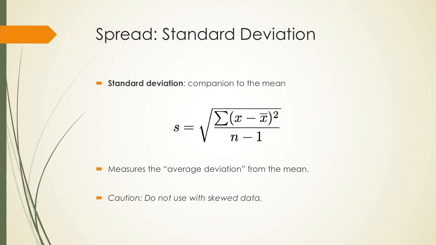An alternative approach is the standard deviation. This measure of spread is a companion to the mean, meaning that it is computed in a similar way and that we would use the standard deviation to measure spread for data where we're using mean to measure center.